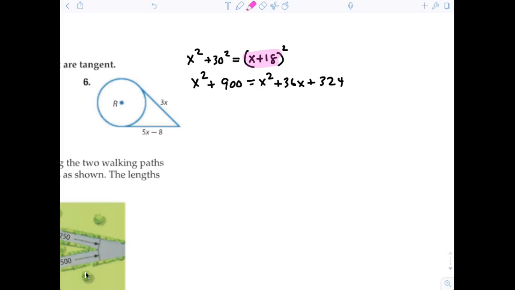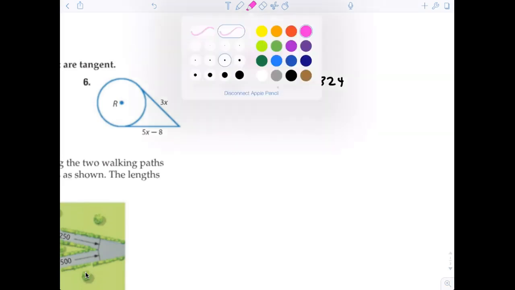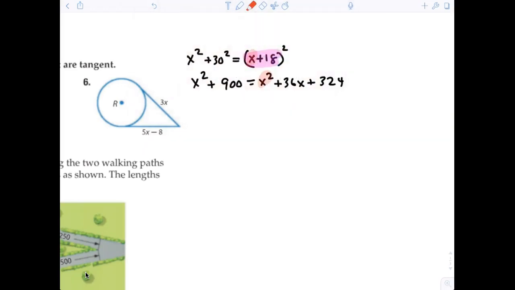When you square a binomial, there's a quick little pattern I want to show you. The first thing is you square x. That's how you get x squared. You also have to square 18. 18 squared is 324. Now the question is, how do you get the middle term? The middle term is just x times 18 times 2. The middle term always occurs twice. So that's how I have x squared plus 36x plus 324. Anybody have any questions with that?